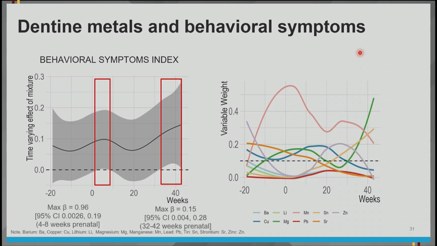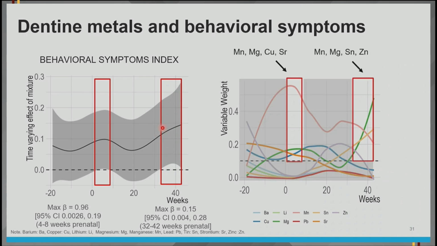And we do see similar windows. So we see this prenatal window, and we see this postnatal window right up around 40 weeks, where there was an association with the metal mixture. And when we looked at the metals, there's a lot of overlapping metals. Manganese, again, seems to be a heavy hitter on looking at these adverse outcomes.